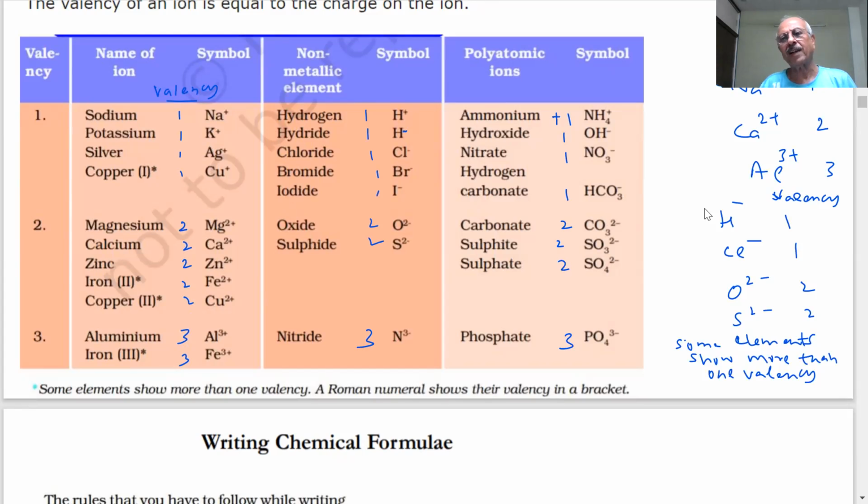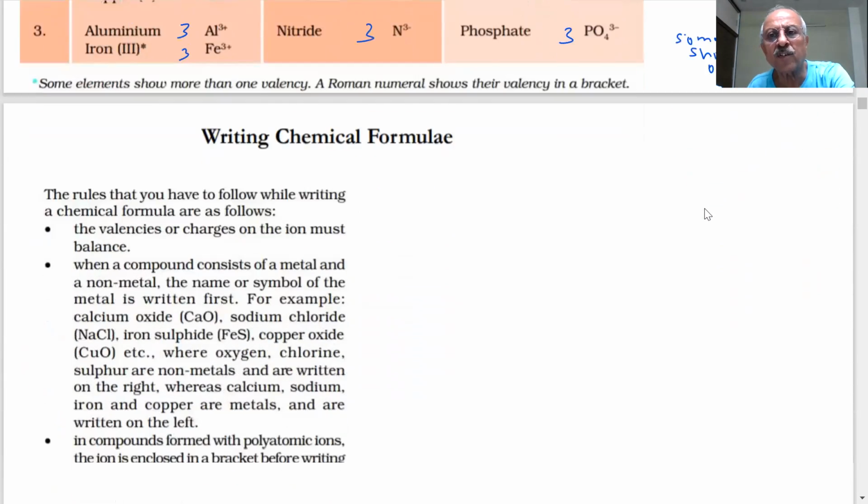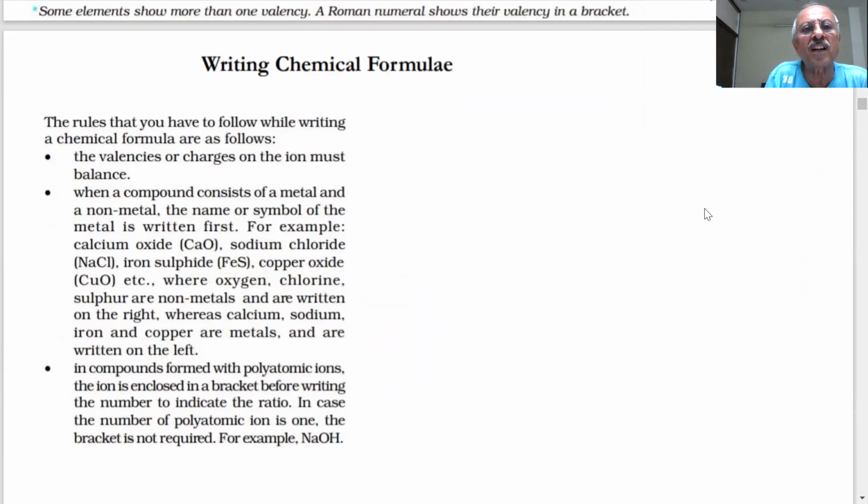Then I will tell you a trick to write the chemical formulas, because other questions will be asked to you in the examination, students. How to write the chemical formula is a very important question. Okay, first, writing the chemical formula. What do you mean by chemical formula, student? What is the chemical formula?